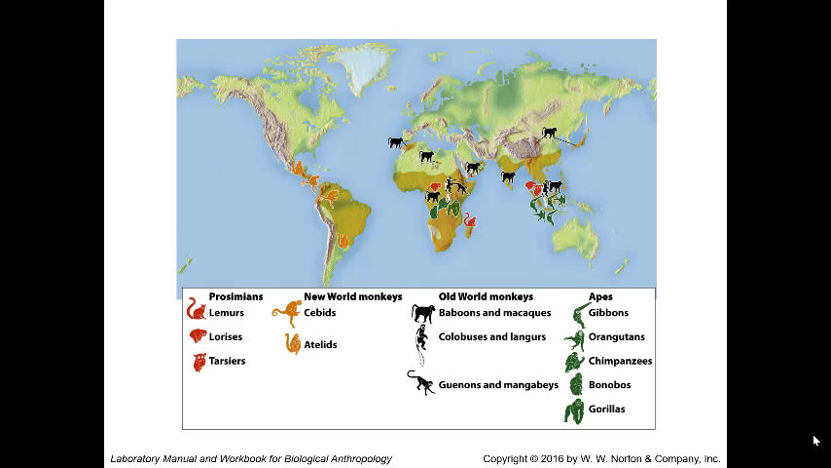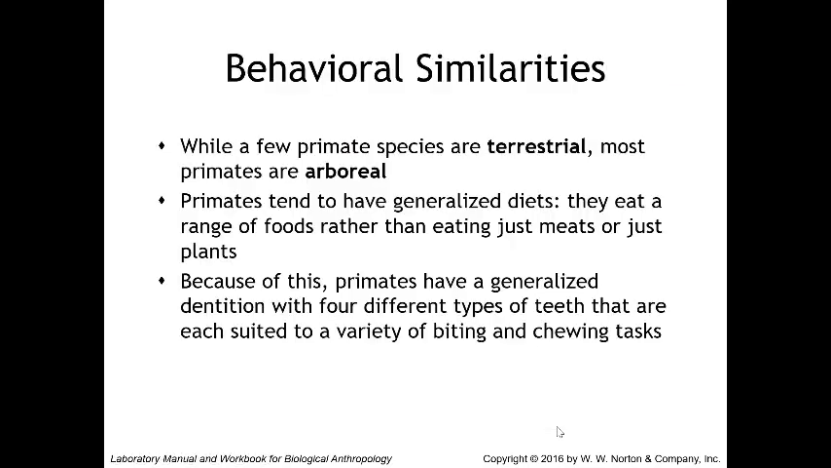So really quick, this is just an overview of where our primates can be found, right? Our prosimians, our New World monkeys, our Old World monkeys, and our apes. And we're going to get into all of these classifications together. So the first similarities that we're going to talk about are behavioral, and then we'll talk about anatomical.